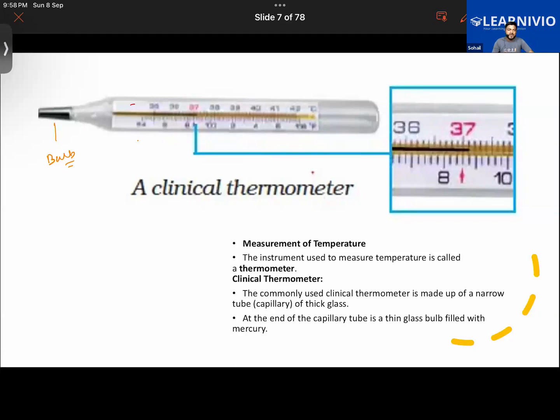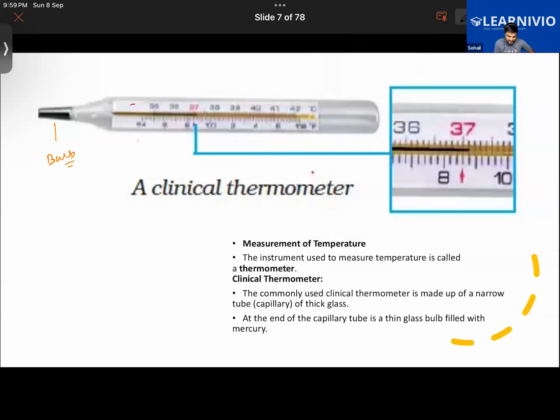The principle behind why we use mercury in this is that mercury expands in a uniform manner upon being heated. Like, every time you heat the mercury to 30 degrees Celsius, or let's say you heat it to 40 degrees Celsius, no matter how many times you heat it to 40 degrees Celsius, it will always expand in the same, uniform manner.